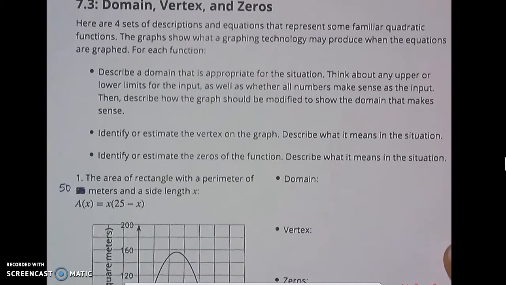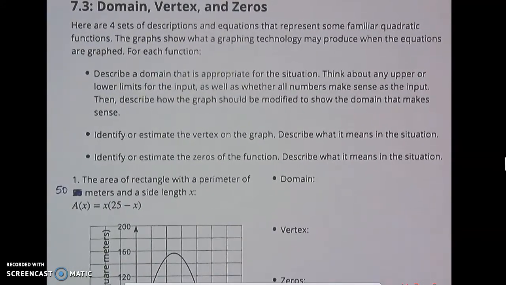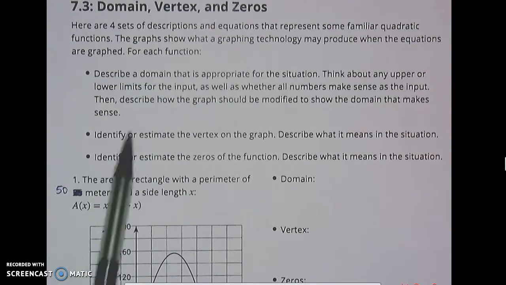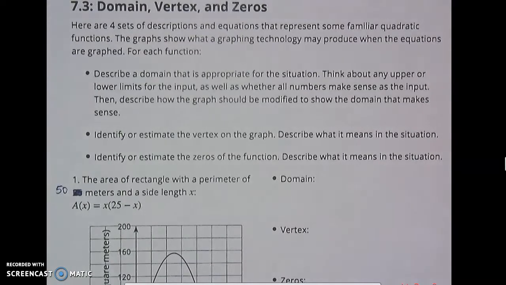All right. So then let's look at this here. So we're going to have 4 sets of descriptions and equations that represent some familiar quadratic functions. The graphs show what a graphing technology may produce when the equations are graphed. With this, though, we want to describe a domain that is appropriate for the situation. So if we graph something that's not necessarily all appropriate for the situation, we'll talk about that as we go.